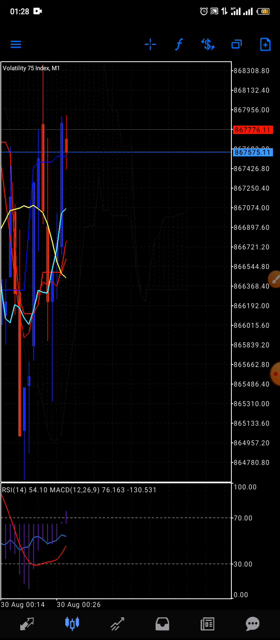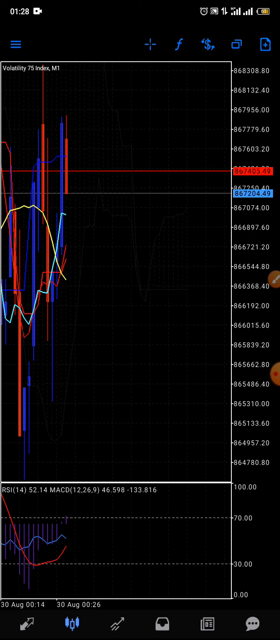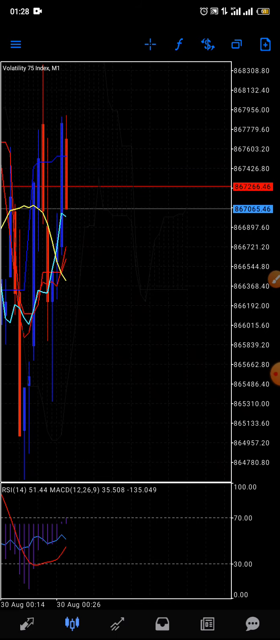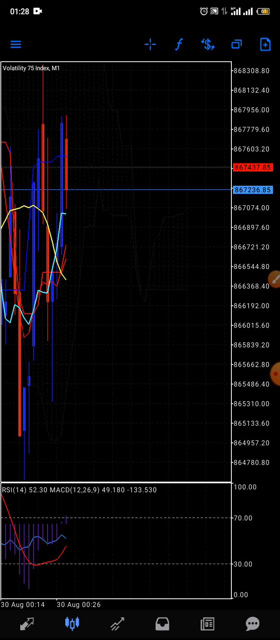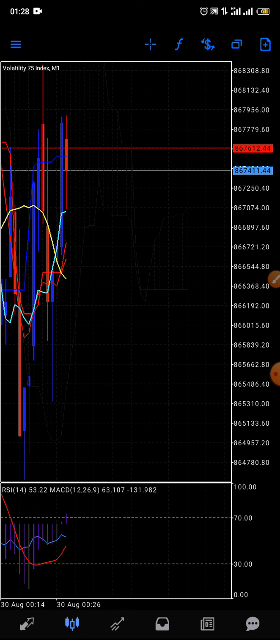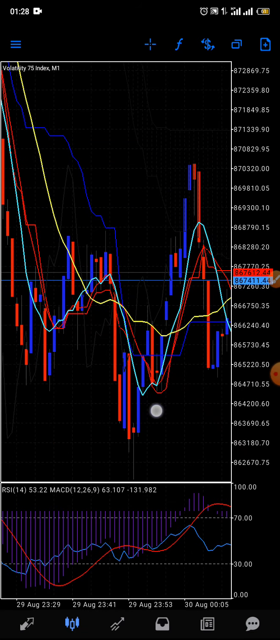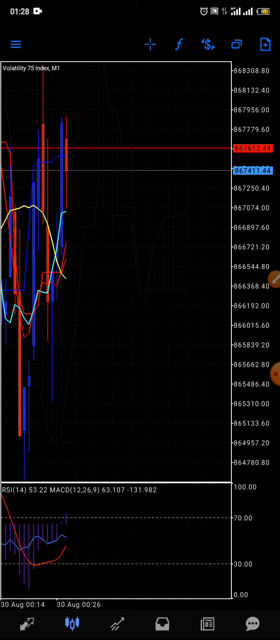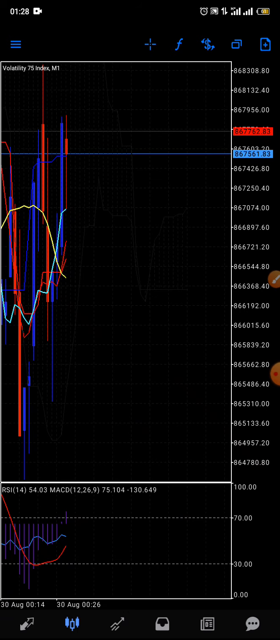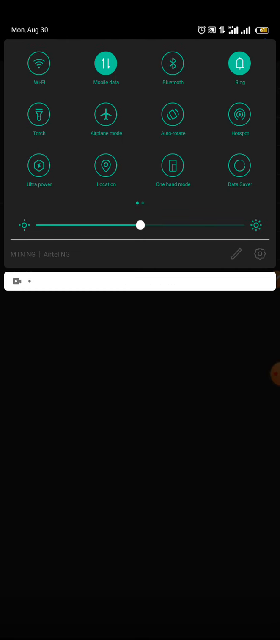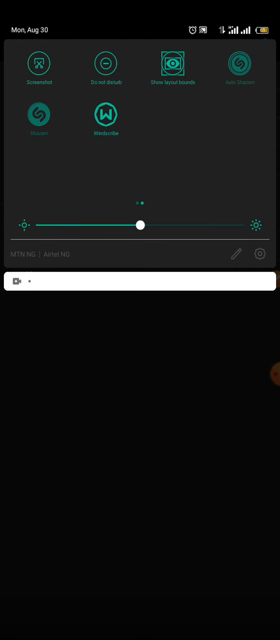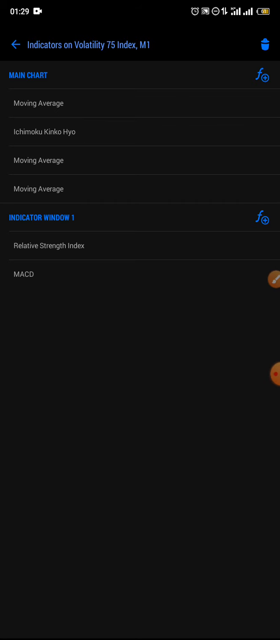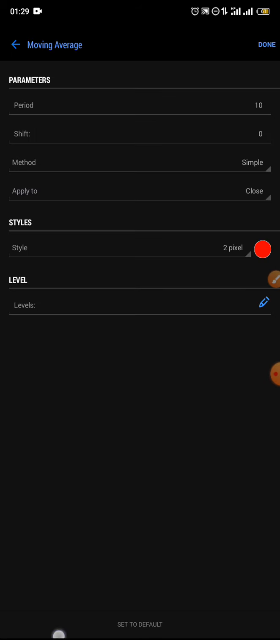So I'm going to be showing us a strategy I use to trade my volatility indices today, and this is one of the most accurate strategies ever. So basically, let's first move on to our indicators. To get to your indicators, click on the plus sign right here. So I'm just going to turn this on. Okay, let me delete the ones not needed.